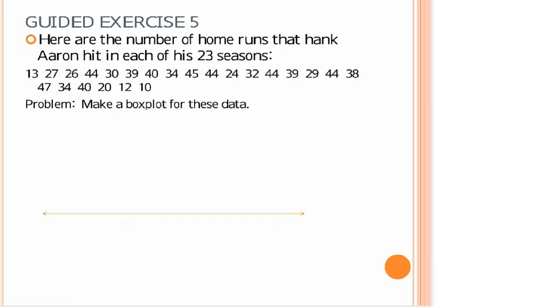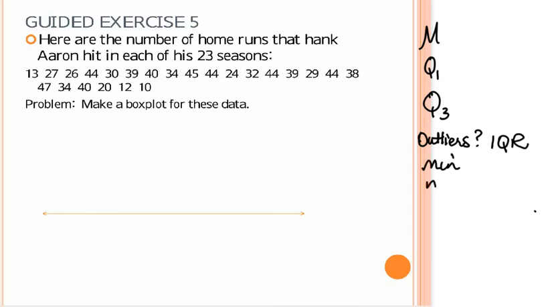All right, here are the numbers of home runs that Hank Aaron hit in each of his 23 seasons. Make a box plot for the data. Well, the first thing we need to do is find our median, our quartile 1, our quartile 3, any outliers, which means we have to know an IQR, and we want to know a min and a max. All right, so I did some work on the calculator just to help us out a little bit because we're kind of in a hurry.